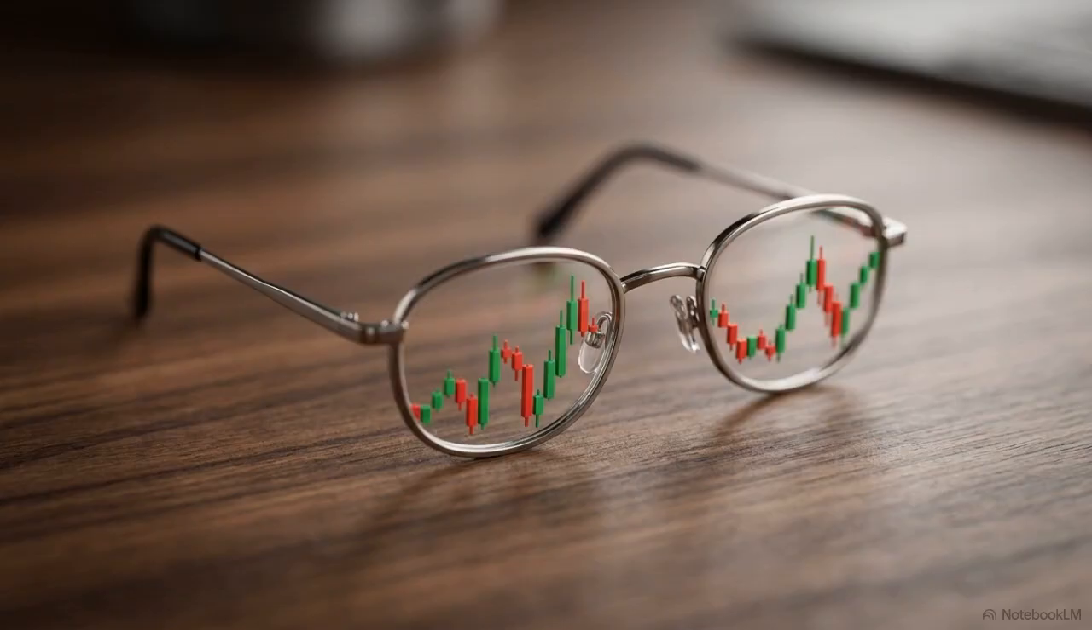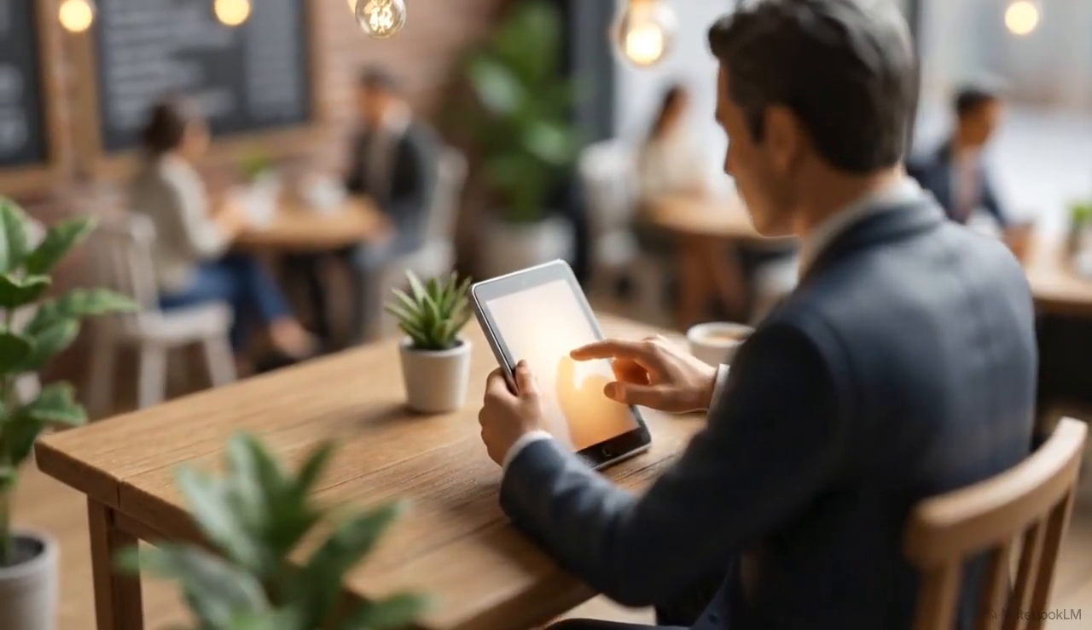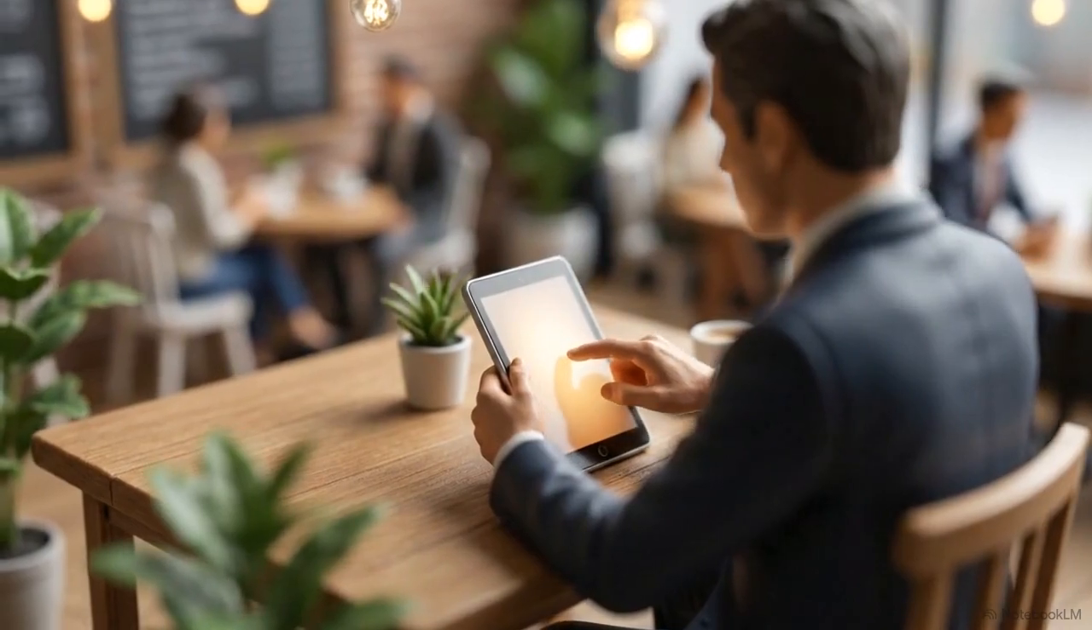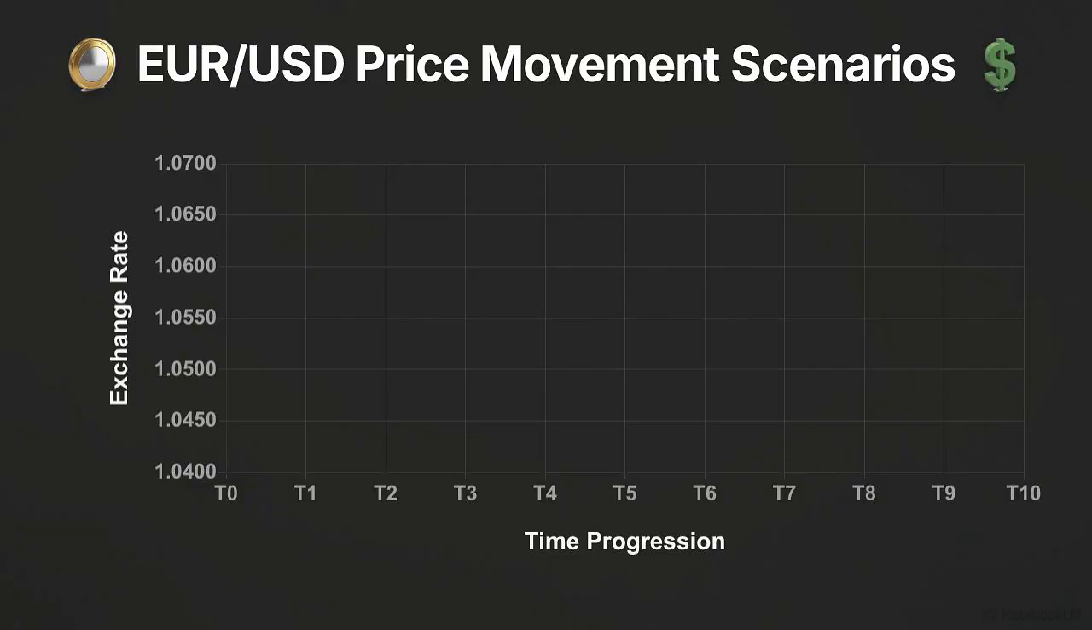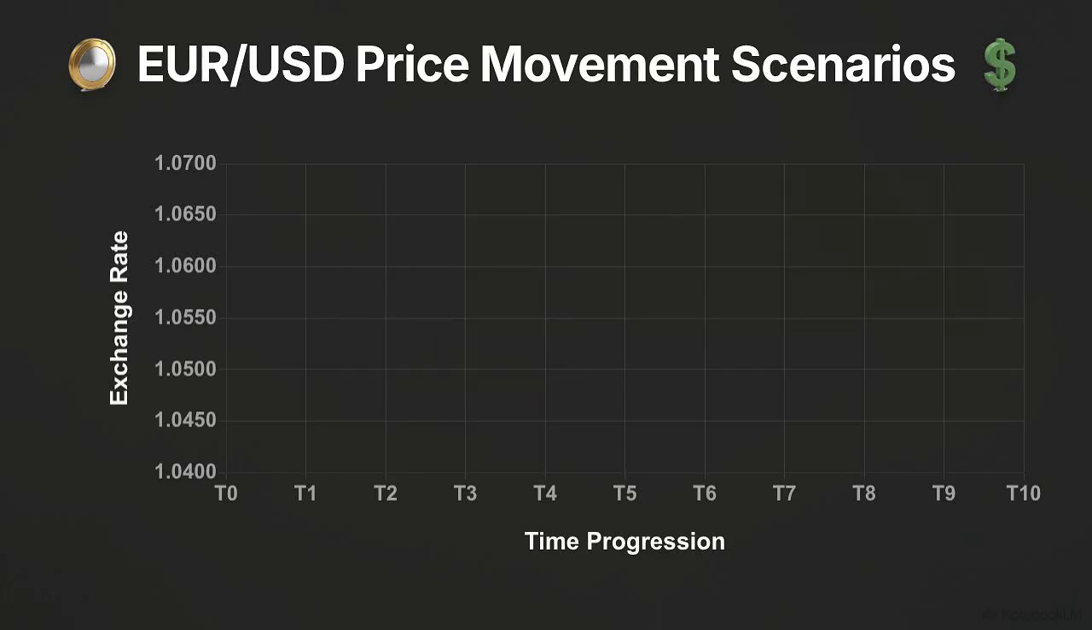Forex traders study these shifting balance scales. Their goal is to buy one currency and sell another, trying to capture a profit as the prices move. Let's look at this chart tracking our euro and dollar pair. If a trader believes the euro will grow stronger compared to the dollar, they will execute a buy trade. If the line goes up, they could make a profit.